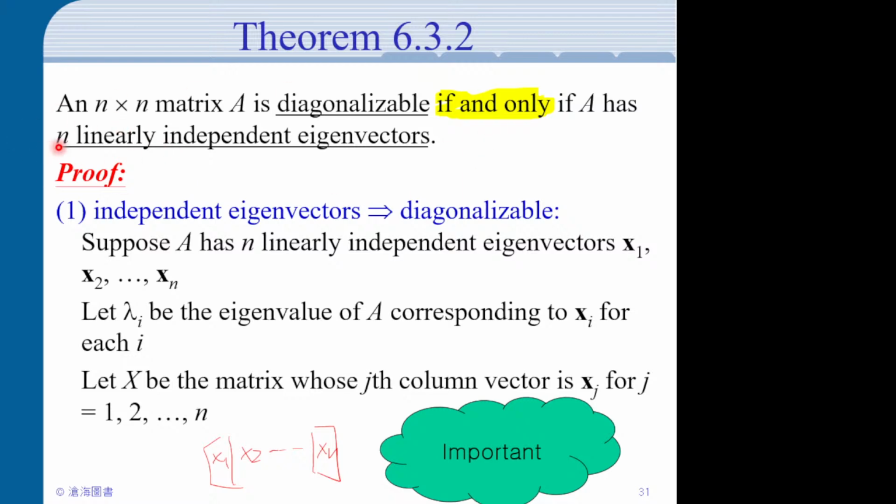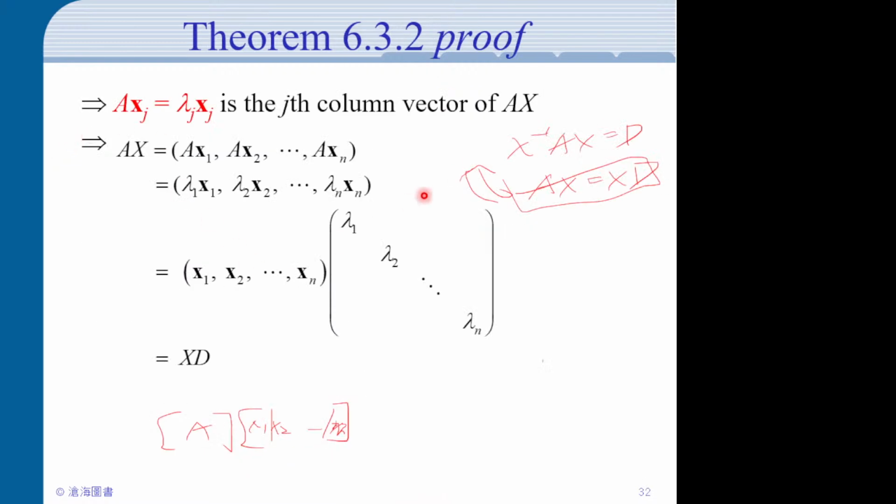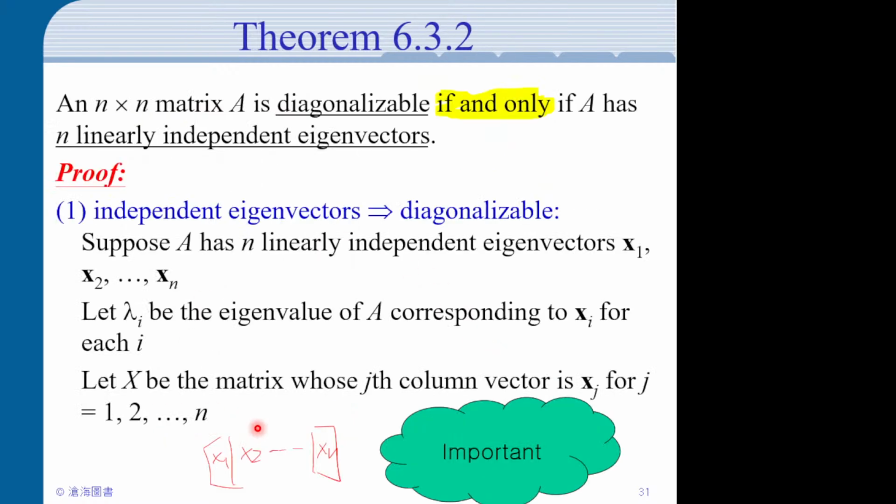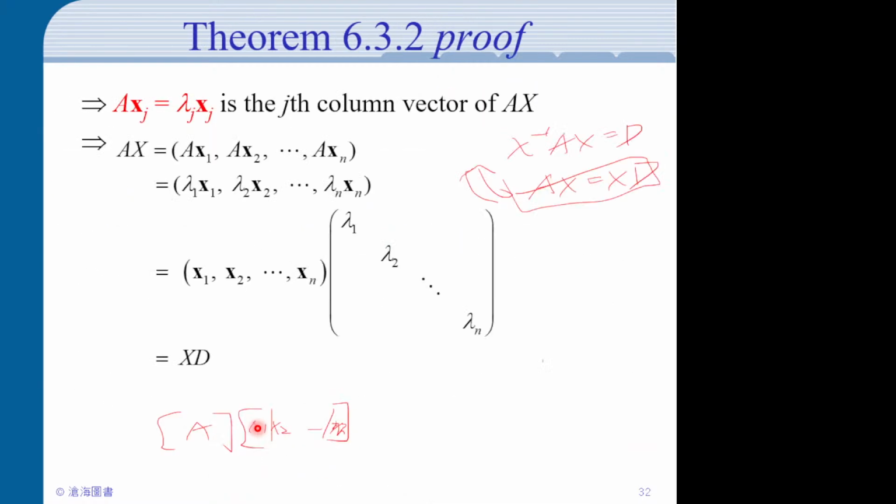So A has n linearly independent eigenvectors, and the proof basically goes like saying that A X will equal X D if you put X as the matrix formed by just listing all the eigenvectors. You just check the arithmetic, and you will see that A X equals X D, where D is the matrix that just puts all the eigenvalues on the diagonal. Then at a very high level, A X equals X D turns into X minus 1 A X equals D if X is invertible.